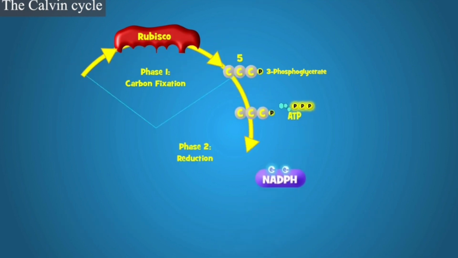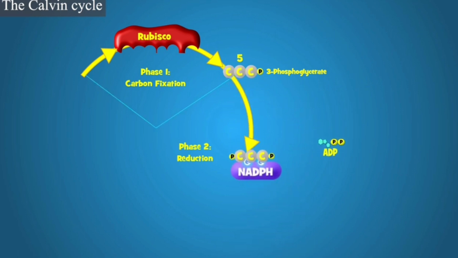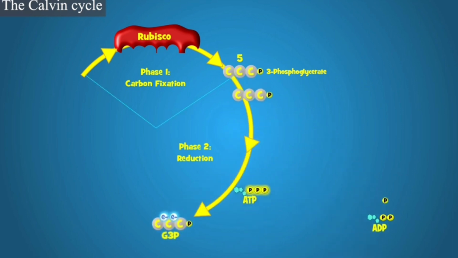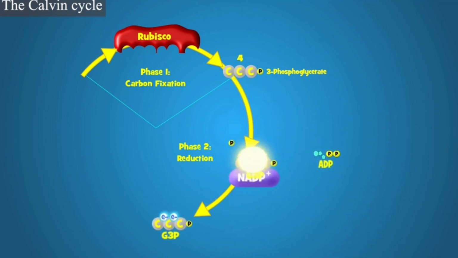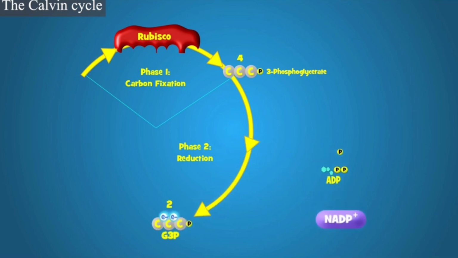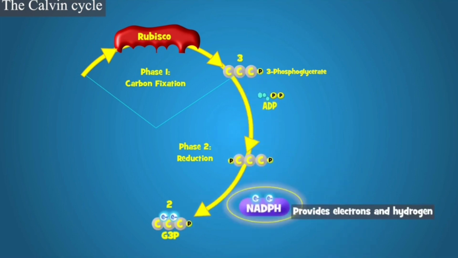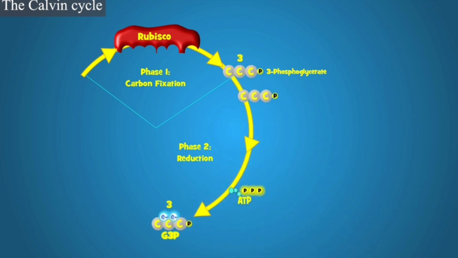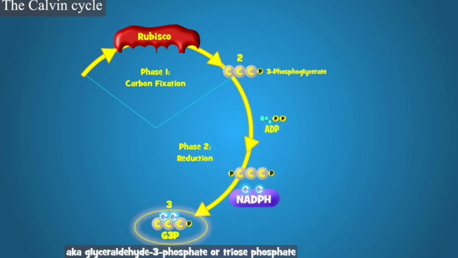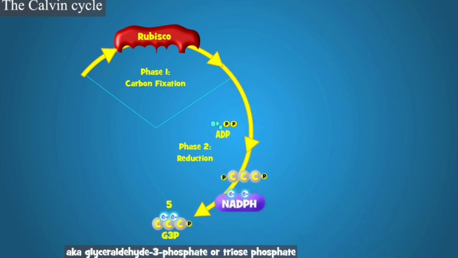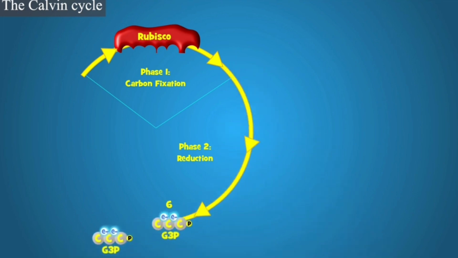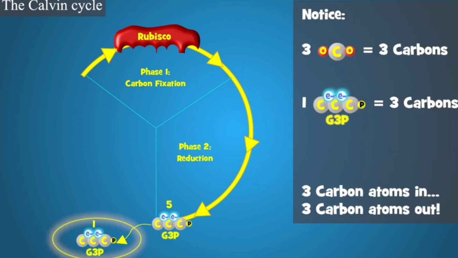Phase 2: reduction. In the reduction phase, ATP from the light reactions provides energy to make an intermediate compound. This reactive intermediate can then be reduced, or gain electrons and hydrogen. The electrons and hydrogen come from NADPH and are used to reduce the intermediate compound to make glyceraldehyde 3-phosphate, or sometimes called triose phosphate. G3P is the key product of the Calvin cycle that can be used to make sugar. There's a net gain of 1 G3P, 3 carbons in and 3 carbons out.